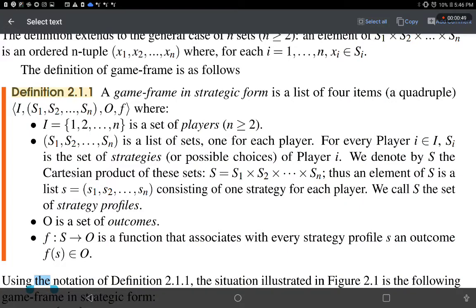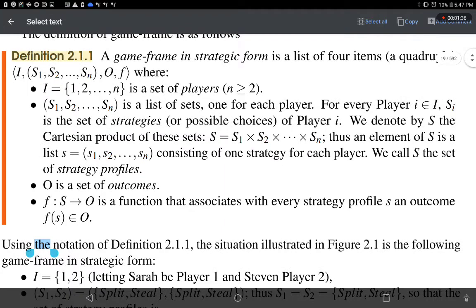Definition 2.1.1. A game frame in strategic form is a list of 4 items, a quadruple: [I, (S_1, S_2, ..., S_n), O, f], where bullet point 1, I = {1, 2, ..., n} is a set of players, with n greater than or equal to 2.